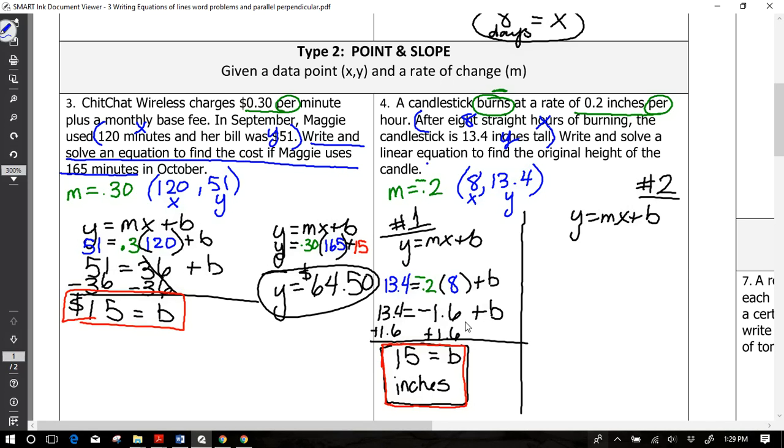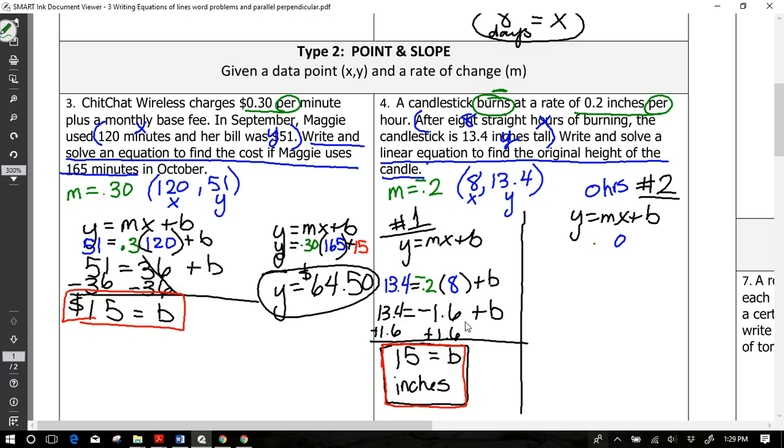They could have said, find the height of the candlestick when it had been burning for 14 hours. They could have asked me lots of different things here, okay? But it is my job to take what they ask me and try to solve it, okay? So the original height of the candle would be when it had been burning for 0 hours. So my x variable would be 0 here.